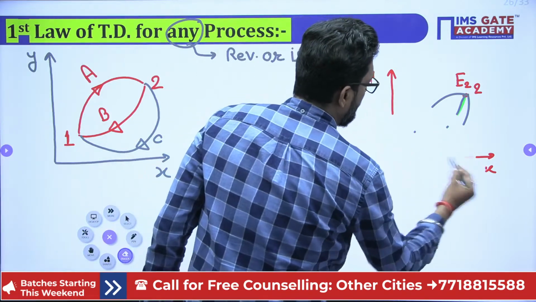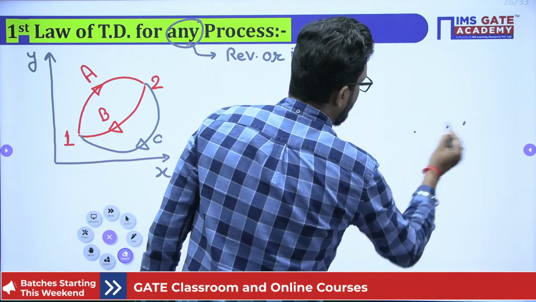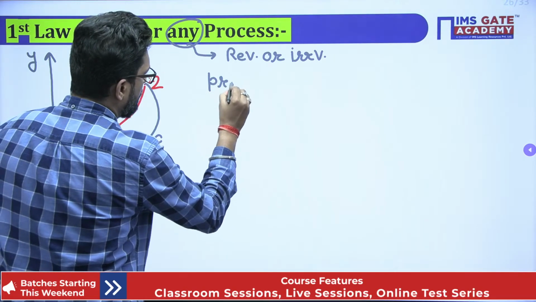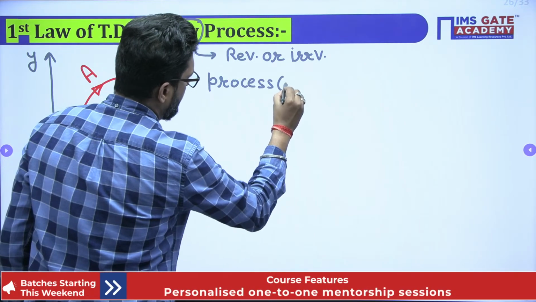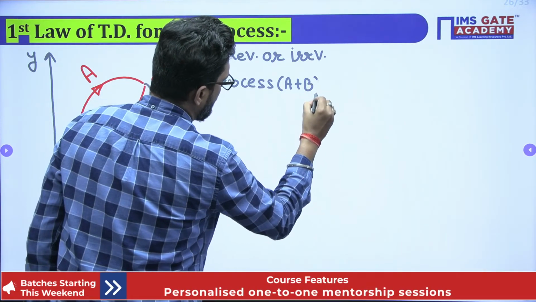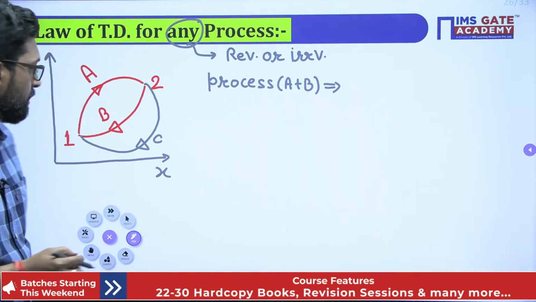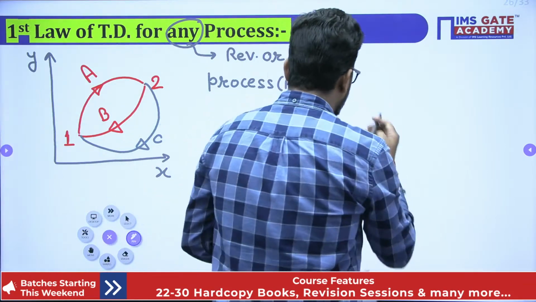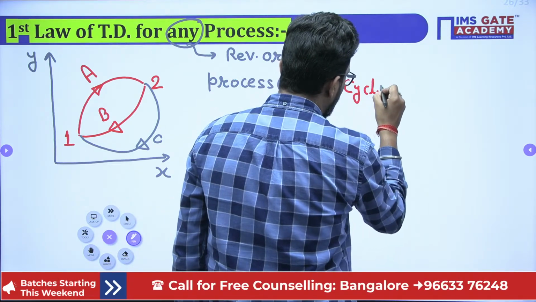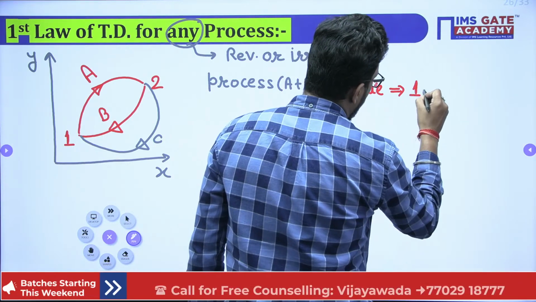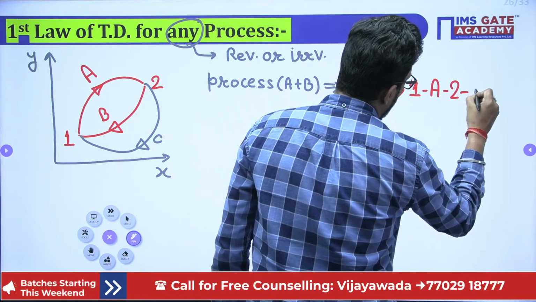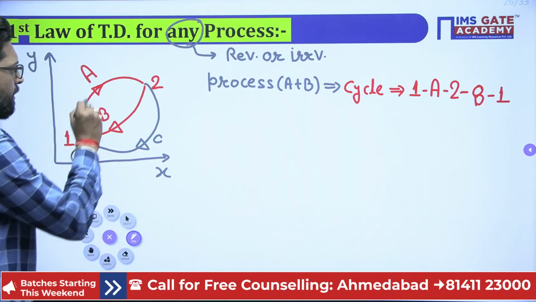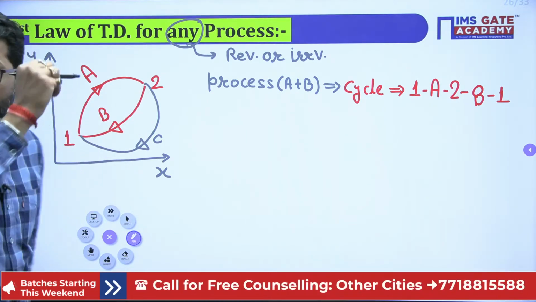So process A plus B makes a cycle. What is the name of the cycle? This process A and process B is a cycle: 1 A 2 B 1. This is one cycle. Okay.